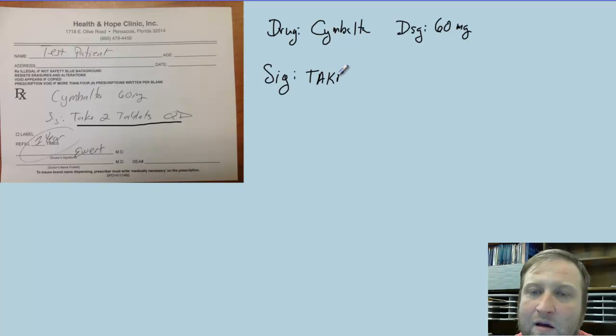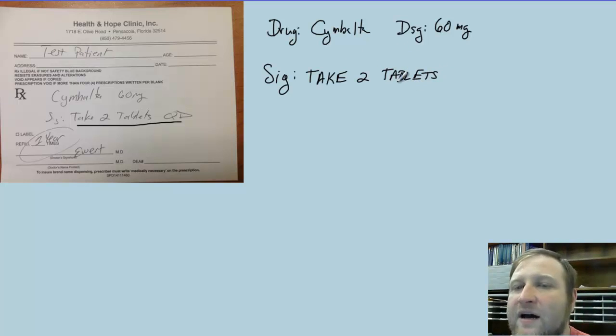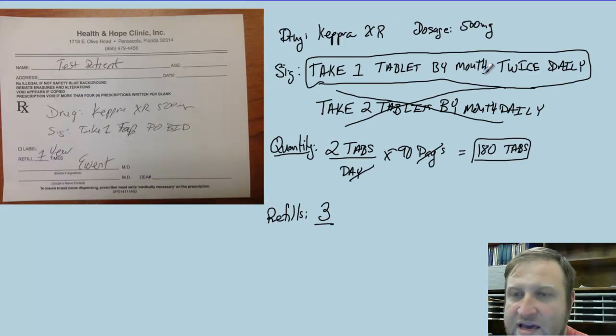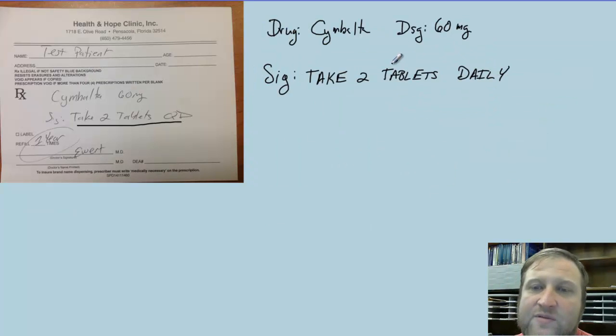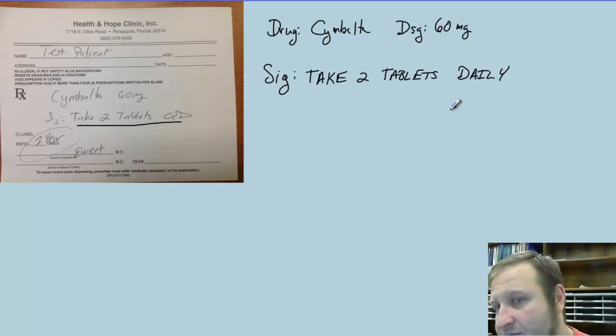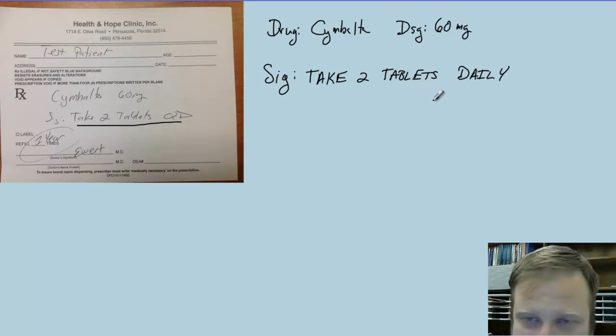Take 2 tablets, and this should actually be capsules. Cymbalta doesn't come as tablets, but capsules will be fine too. Take 2 tablets daily. And notice that is different than taking one tablet twice daily. In this circumstance, she wants the patient to have an initial dose of 120 milligrams. She wants to give 120 milligrams all at once, which is different than giving 60 in the morning and 60 in the evening. So this is take 2 tablets daily.